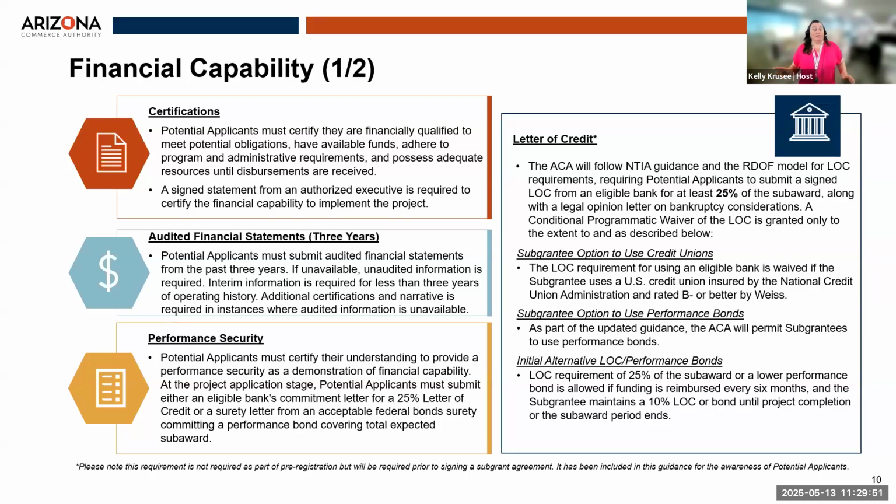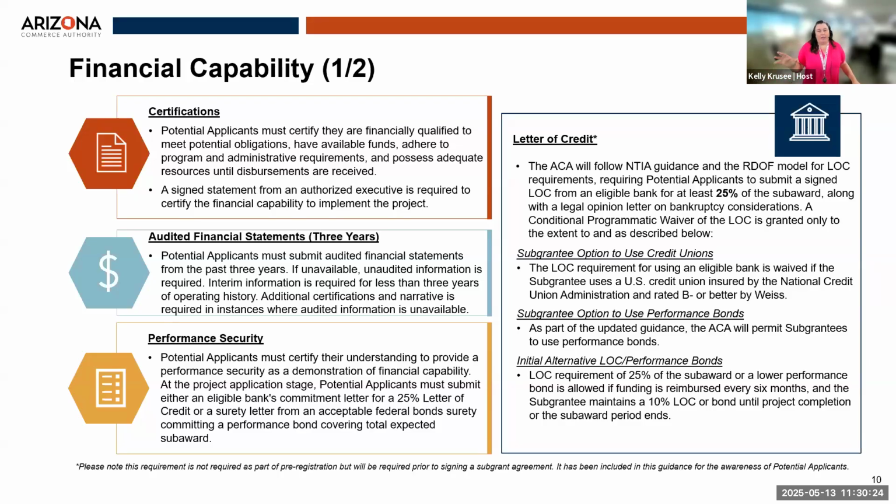So part of this process does include the match. The BEAD NOFO requires that every applicant matches 25% of what they're asking for in their grant. And here, the credit union option allows you to do the 25%. If using a performance bond, the performance bond is actually for the full 100%. That includes the 25% match and also the 75% of the grant. So there's a difference there that we just want to make sure everyone is aware of.